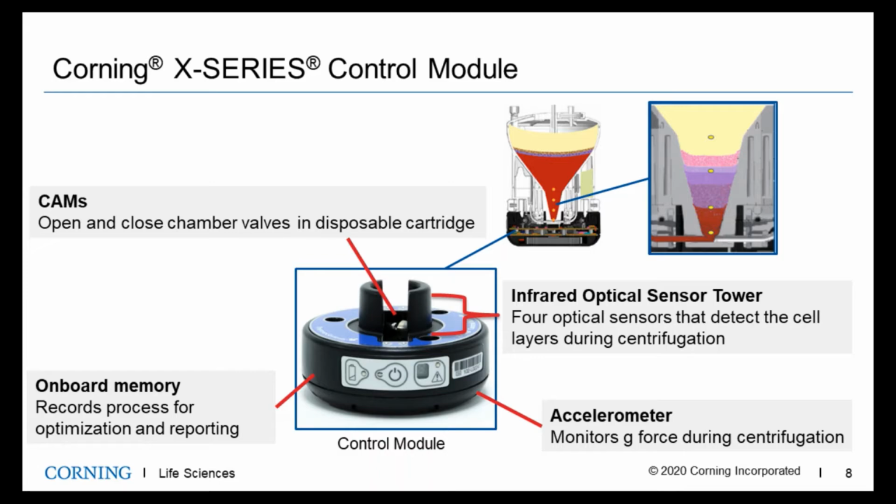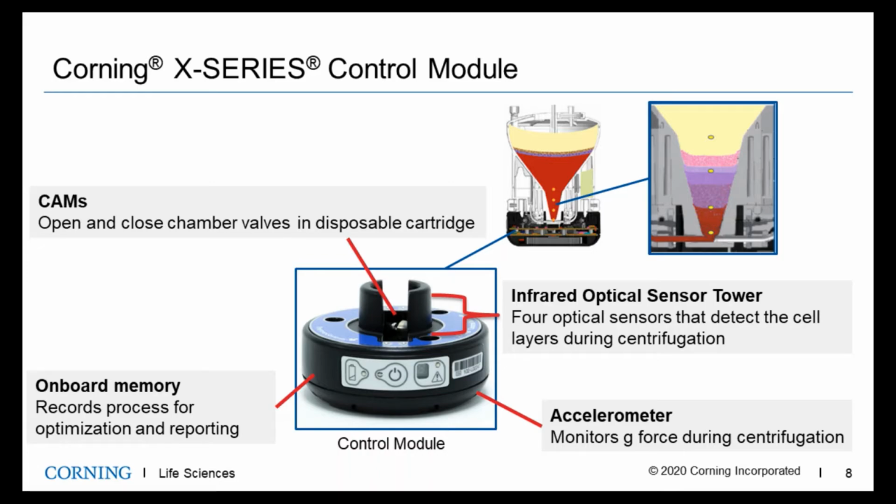Now, this control module is really where the core of the system technology lies. This unit connects to the base of each disposable cartridge and contains four main components. A tower of optical sensors that you can see here in the upper right-hand image, indicated by the yellow dots. These sensors monitor and detect the cell layers during centrifugation.